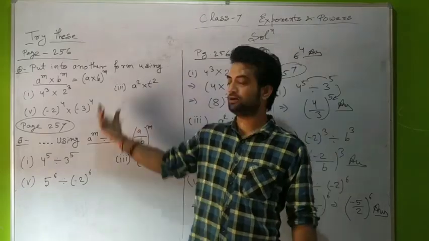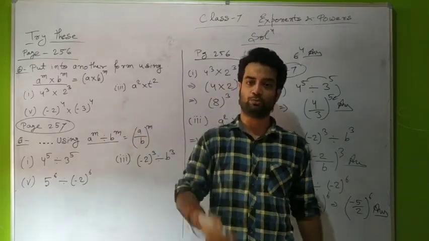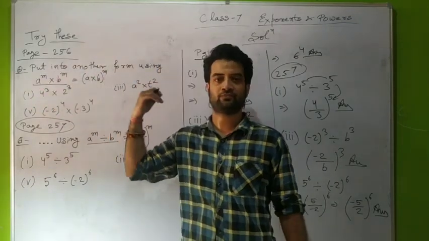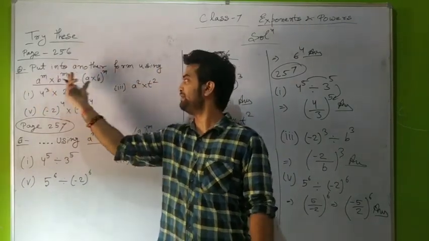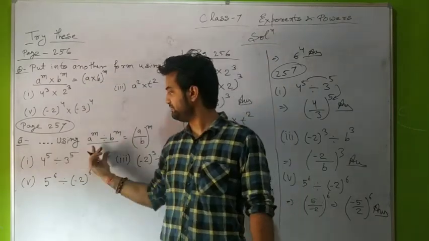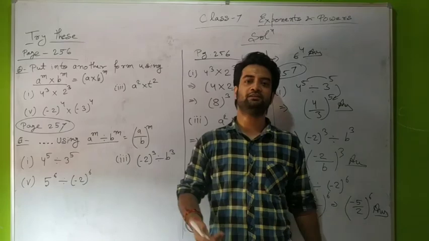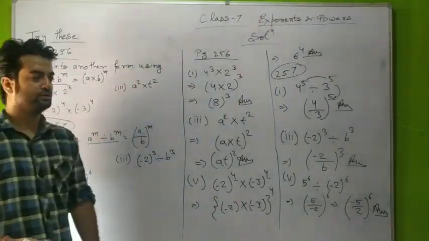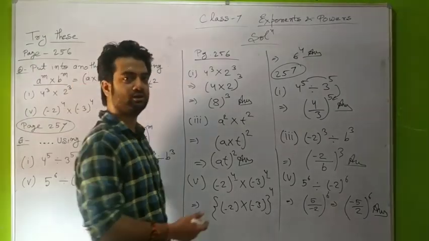So in this Try These, we have discussed two properties: when the exponents are the same, if the bases are multiplied, then the numbers are multiplied in the result. When the bases are divided, then the numbers are divided in the result, raised to the same exponent. So this is all for this video.